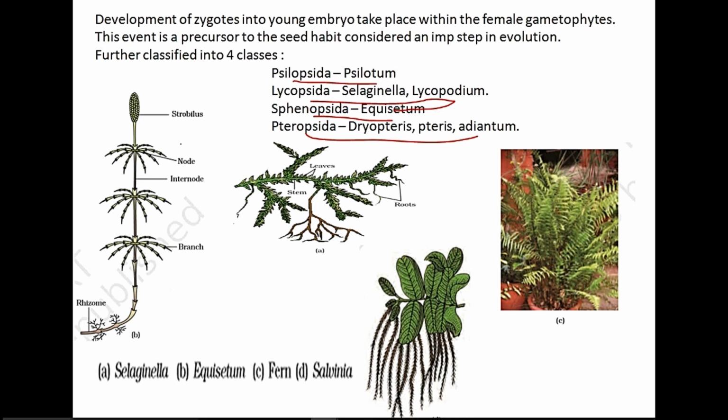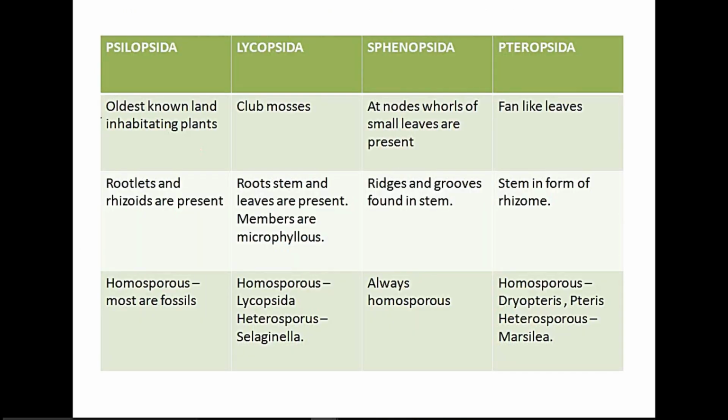Here comes the Selaginella. This one is the Selaginella, and here this is Equisetum, and this one is a fern, and it is Salvinia. As you see here, these are known as ramenta. Next comes, as I said, the four types: Psilopsida, Lycopsida, Sphenopsida, and Pteropsida.